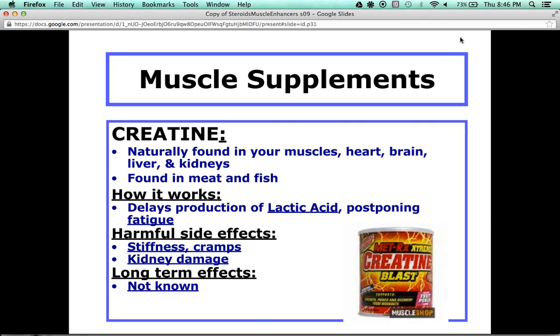Some harmful side effects, though, are that it can lead to stiffness and cramps, and it can also lead to kidney damage. And as of right now, there are no long-term effects known because this is still relatively a young, early phenomenon that has not been used very often. So the results are still pending with the long-term effects. But we do know that it does have harmful side effects like kidney damage.